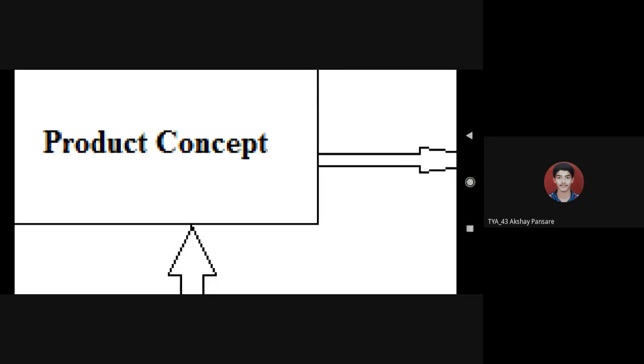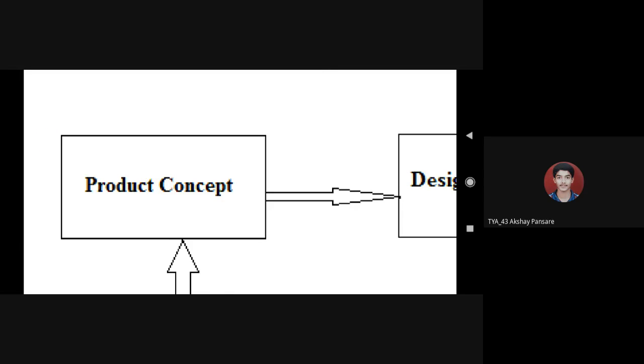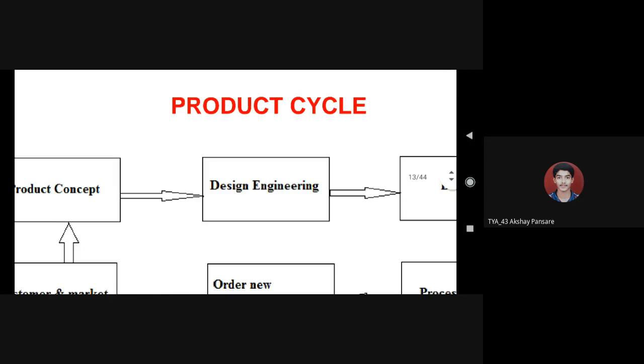I want to manufacture one vehicle. This is an idea. According to that idea, we have to start whatever the requirement is for that. This is nothing but the product concept, or problem identification. Next will be engineering design.